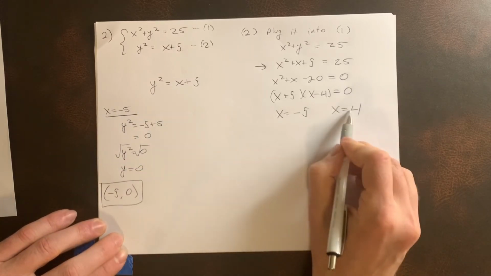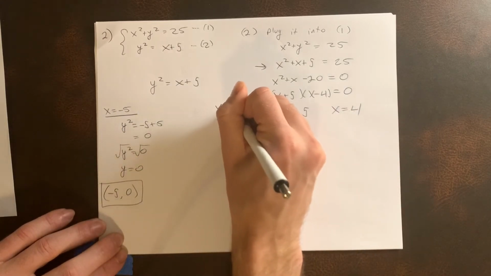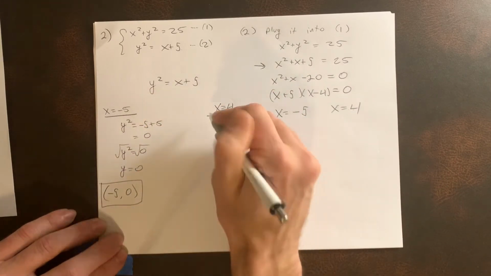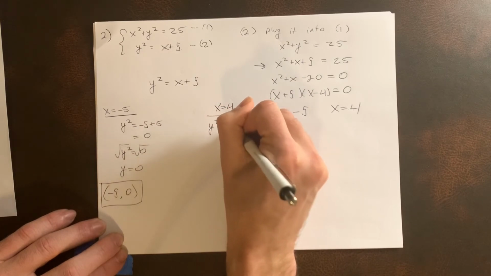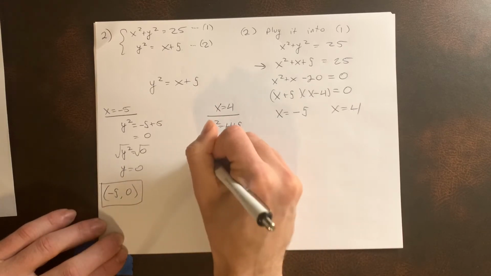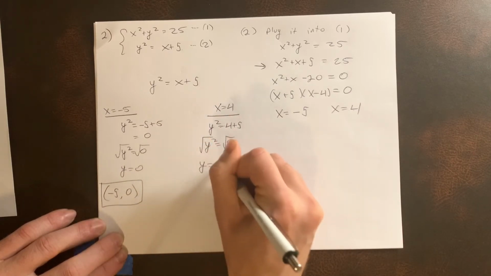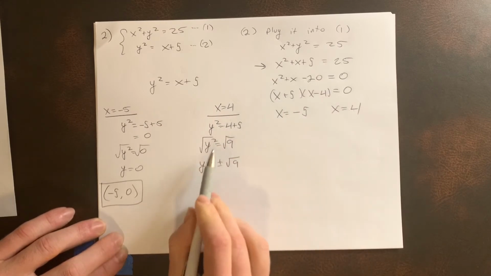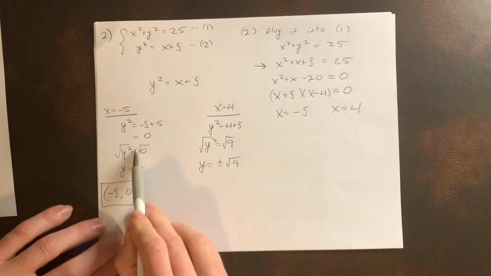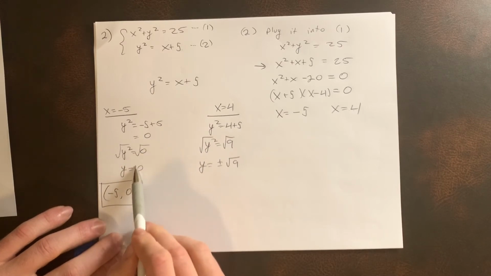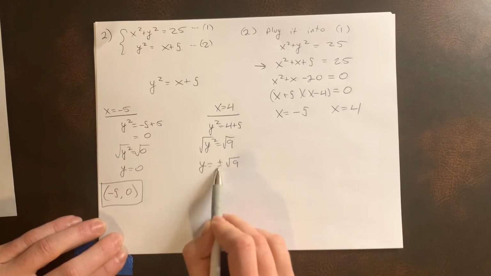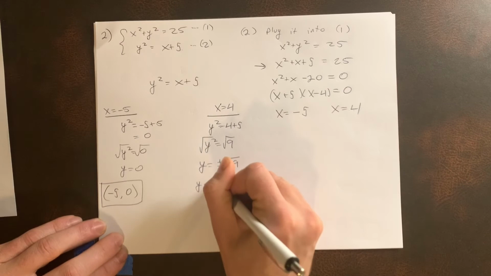Now let's see what happens when x is equal to 4. When x is 4, we have y squared is equal to 4 plus 5, which means y squared is equal to 9. So we square root both sides, and y is going to equal plus minus the square root of 9. Remember, when you take the square root, it's always plus minus the square root. Over here, we didn't do that because plus minus the square root of 0 would just give plus minus 0, which are the same thing. Over here, we're going to get two different answers, plus square root of 9 and minus square root of 9. So that means y is going to be plus minus 3.